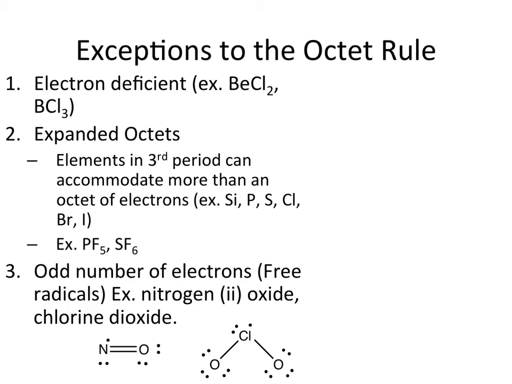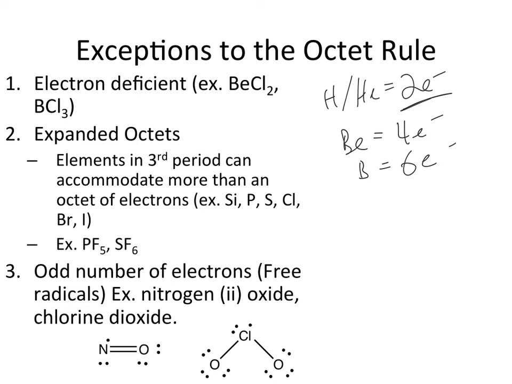There are some exceptions to the octet, and there are many more than these ones, but we can see that different types of elements can be happy with different amounts of electrons. Most notably, remember that hydrogen and helium are happy with 2 electrons, so they don't need to gain another 6 or lose or whatever. They're happy with 2 electrons and are stable with that. Beryllium is happy with 4 electrons, and boron is happy with 6 electrons.